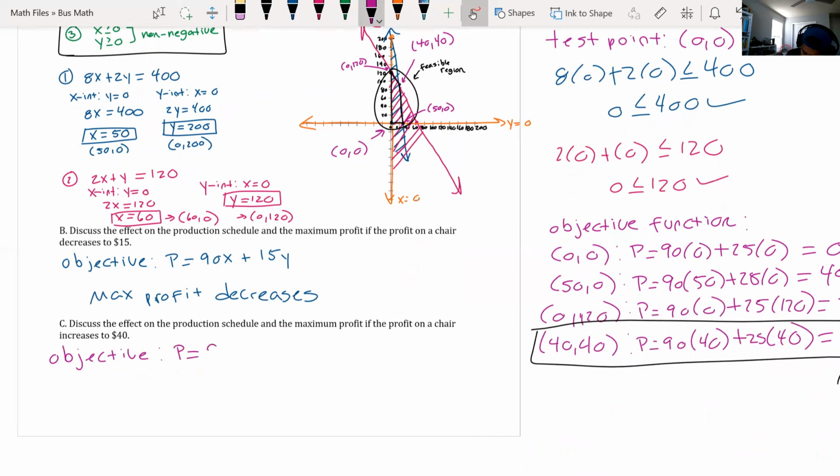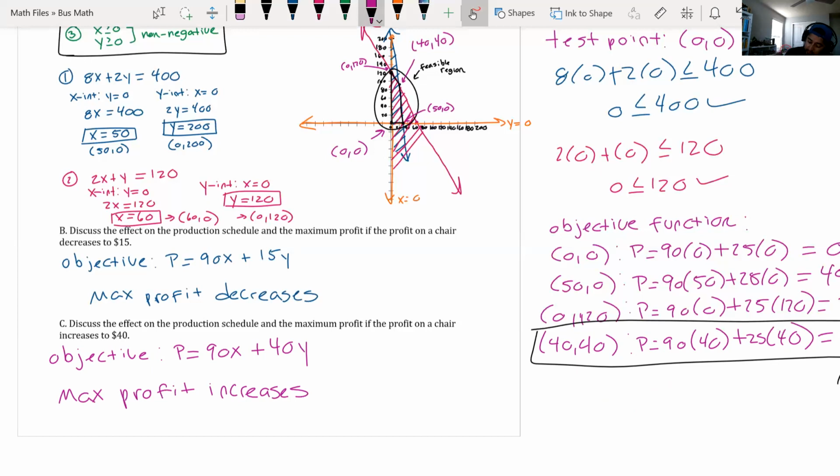So if we make this P equals 90x plus 40y, well, now we increase the amount of a chair. We're going to make $40 in profit off of chairs instead of 25. This means that our profit will what? Increase. That's it. Max profit increases. Okay. And that's it.